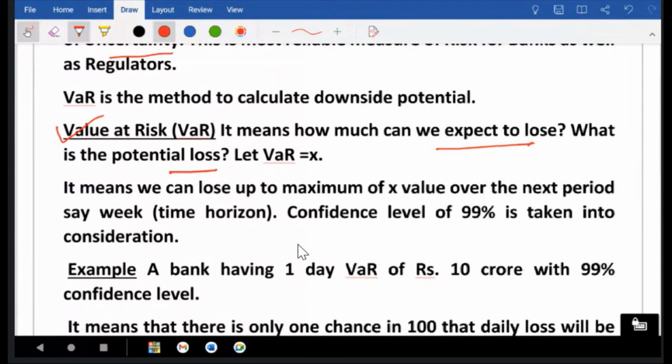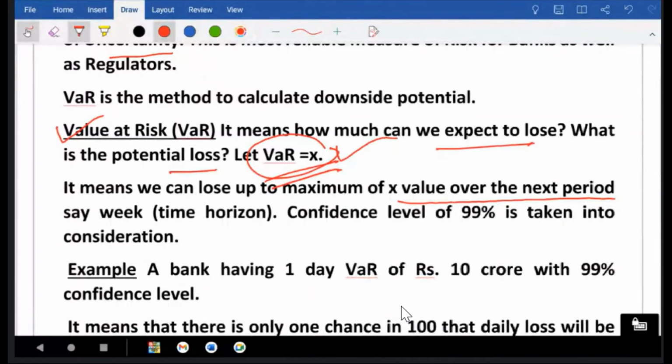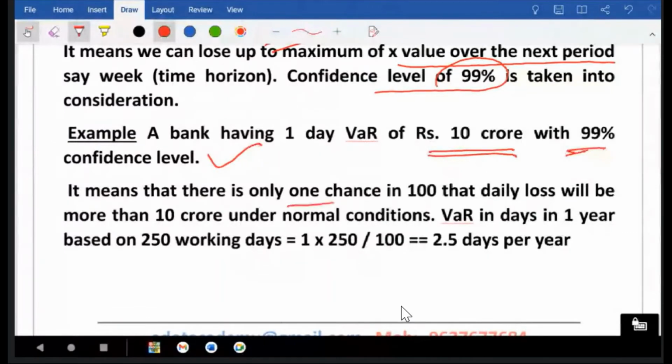If VAR is equal to X, it means we can lose up to a maximum of X value over the next period. For this purpose, a confidence level of 99% is taken into account. I'll take one example here. A bank having 1 day VAR of 10 crore with 99% confidence level means there is only one chance in 100 that the daily loss will be more than 10 crore under normal conditions. Now we count days in a year based on 250 working days.